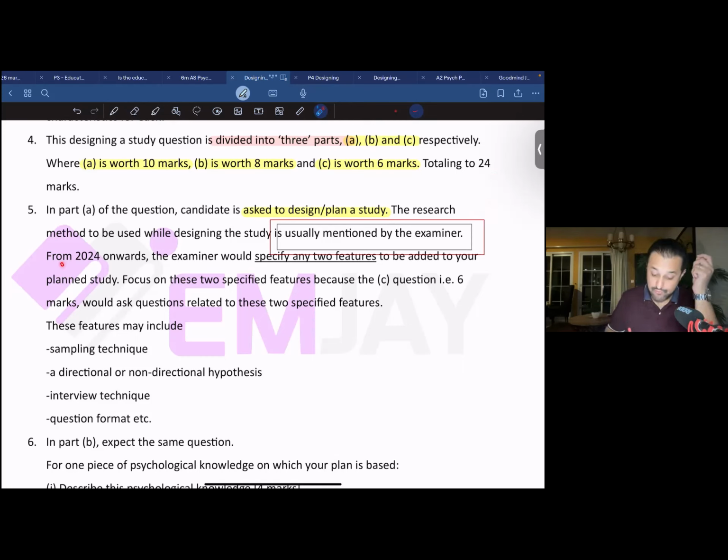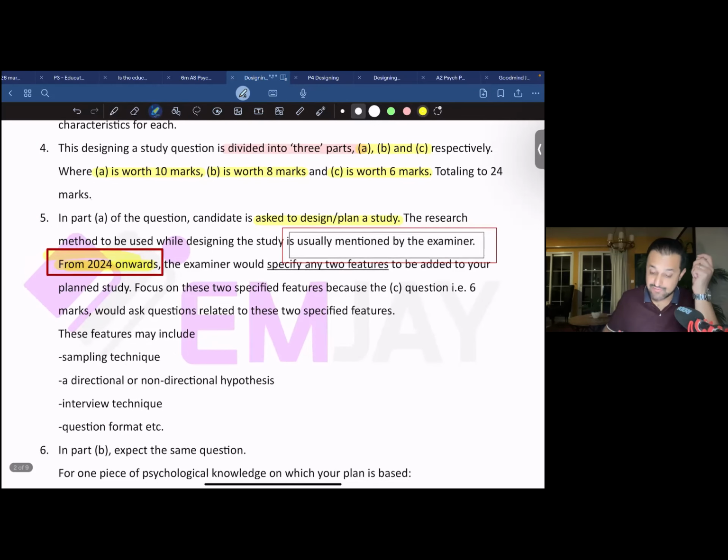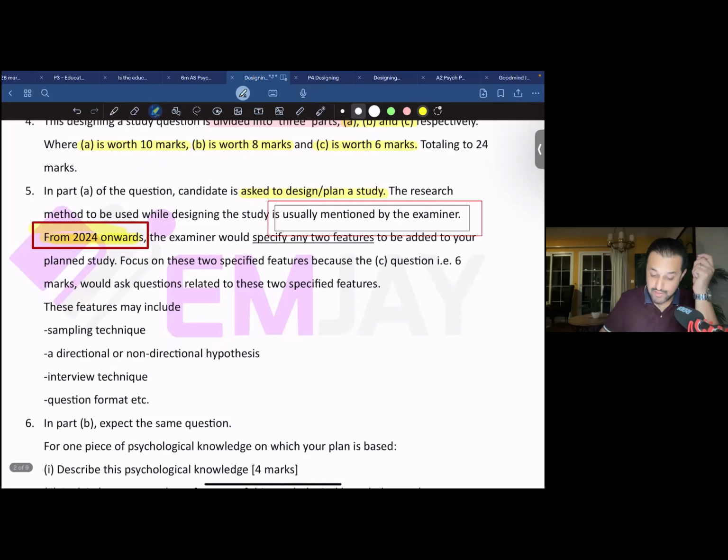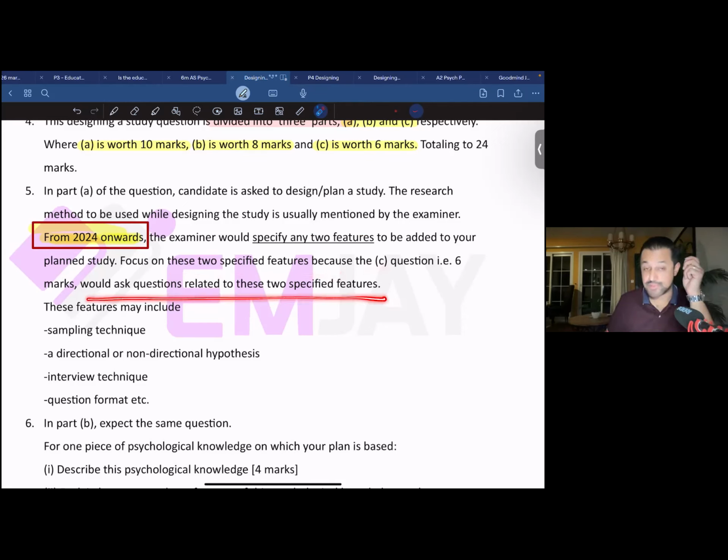Now, from 2024 onwards, additionally, this is something that is new, which did not used to happen before. From 2024 onwards, the examiner would specify any 2 features to be added to your planned study. Focus on these 2 specific features. I'll show them to you as well, because the C question, that is a 6-mark question, would ask questions related to these specific features.